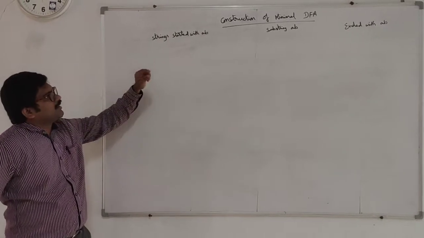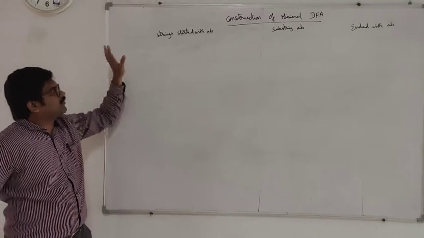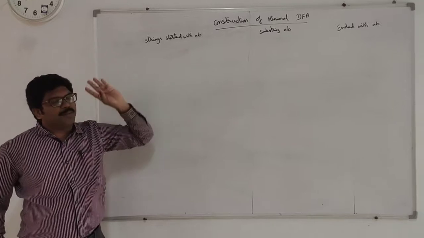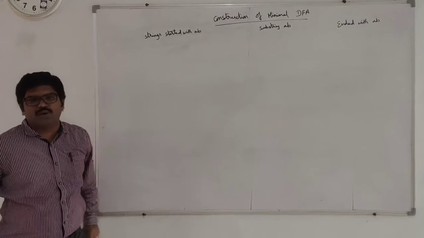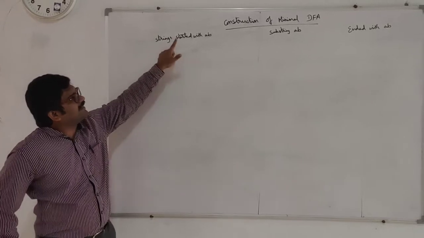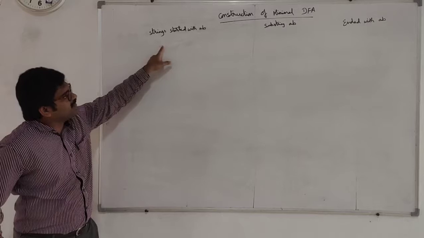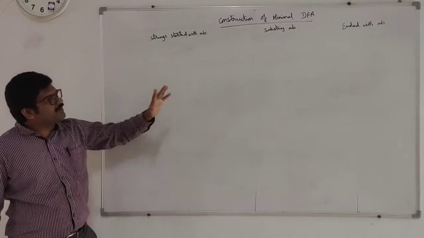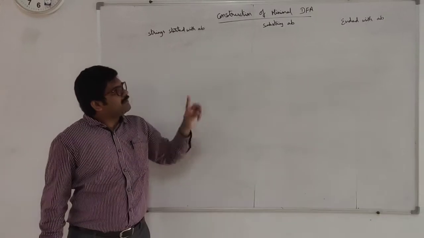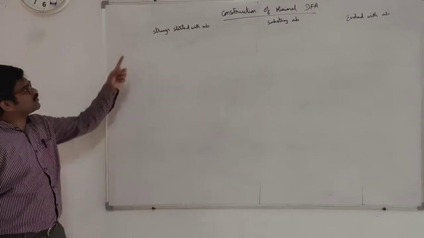Here it is construction of minimal DFA only, but I took three different problems. All three problems are over the alphabet a, b only; small a, comma, small b are the input symbols. For strings started with a, b, we will construct three DFAs in parallel: strings started with ab, substring ab, and ended with ab. We will see three different problems. First one is this one.